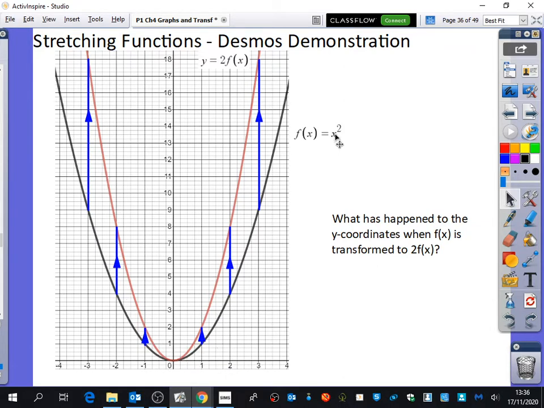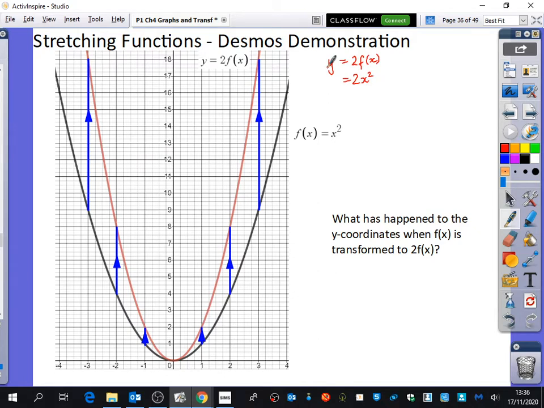And then this is what I've said is f of x, okay? f of x is x squared. And then I've said that y is equal to 2 lots of f of x. That's the red graph. So if the red graph is y equals 2 f of x, that's actually saying that the equation is y equals 2 x squared. So think about what's happening here.